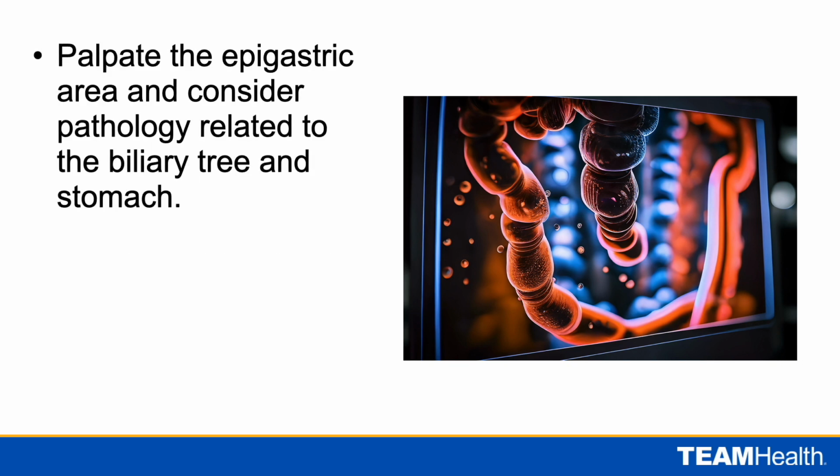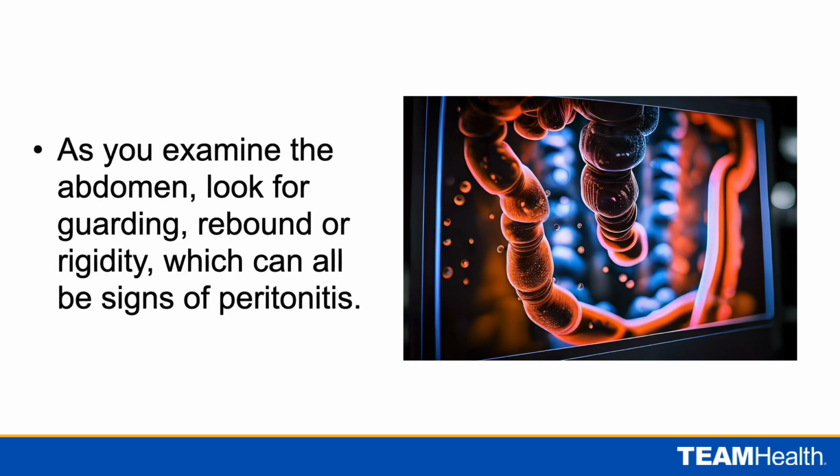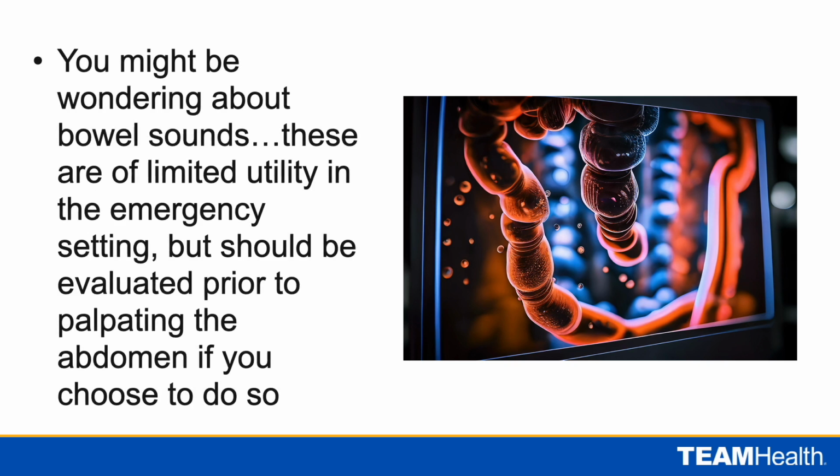Palpate the epigastric area and consider pathology related to the biliary tree and stomach. The suprapubic area should be examined because it is the home to the urinary bladder, uterus, and GI tract. As you examine the abdomen, look for guarding, rebound, or rigidity, which can all be signs of peritonitis. Is the abdomen distended? You might be wondering about bowel sounds. These are of limited utility in the emergency setting, but should be evaluated prior to palpating the abdomen if you choose to do so.